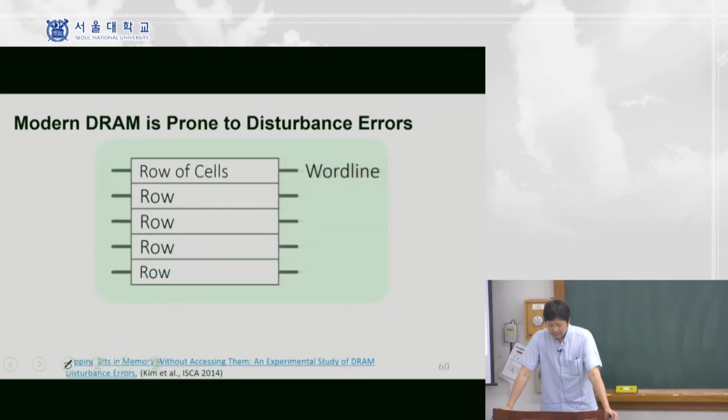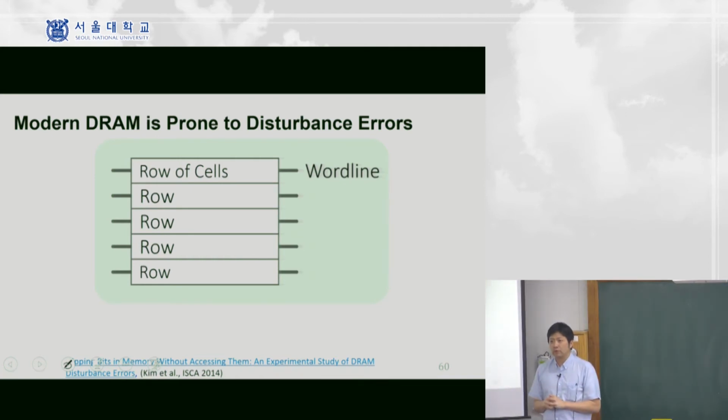So what is row hammer? Row hammer is a problem, like a security problem of DRAM, modern DRAM. So the idea is that you can basically make a bit flip in an arbitrary row in your DRAM without accessing them. Okay, it's kind of weird, right?